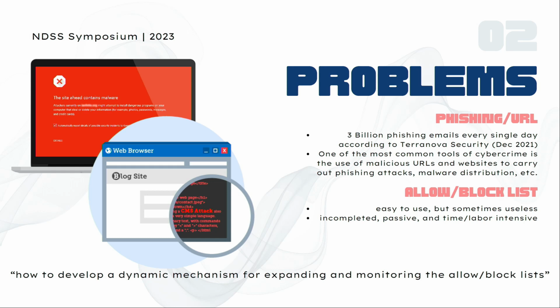On the other hand, the allow list or block list is a very good solution to defeat URL-based cybercrimes, right? And they are easy to use, but sometimes useless. The reason is the list itself is incomplete and passive, and their updates are always labor and time intensive. Maybe the list can be trusted at the beginning, and some of those got compromised after a few months or years, right? So the question here is how to develop a dynamic and organic mechanism for expanding and monitoring the allow and the block list.